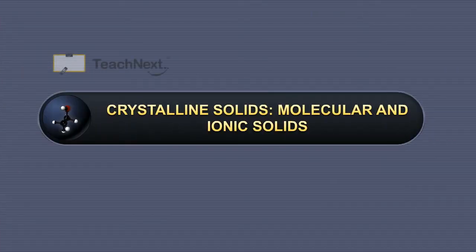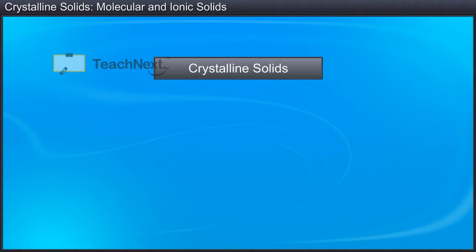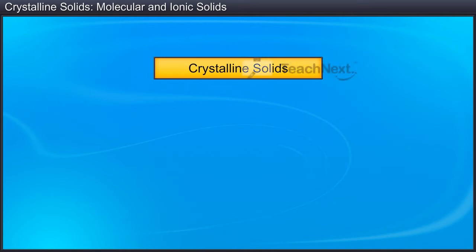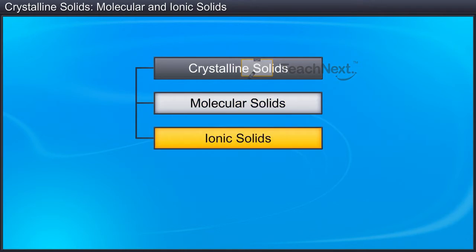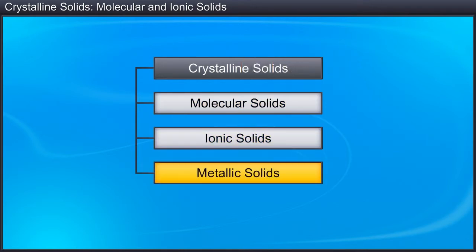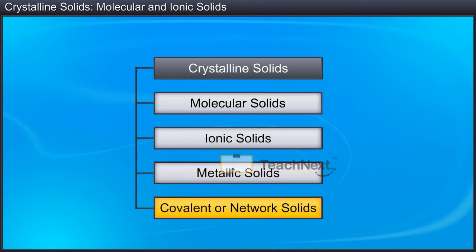In this module, you will learn about molecular and ionic solids. On the basis of the type of forces holding the constituent particles together, crystalline solids are broadly classified into molecular solids, ionic solids, metallic solids, and covalent or network solids.